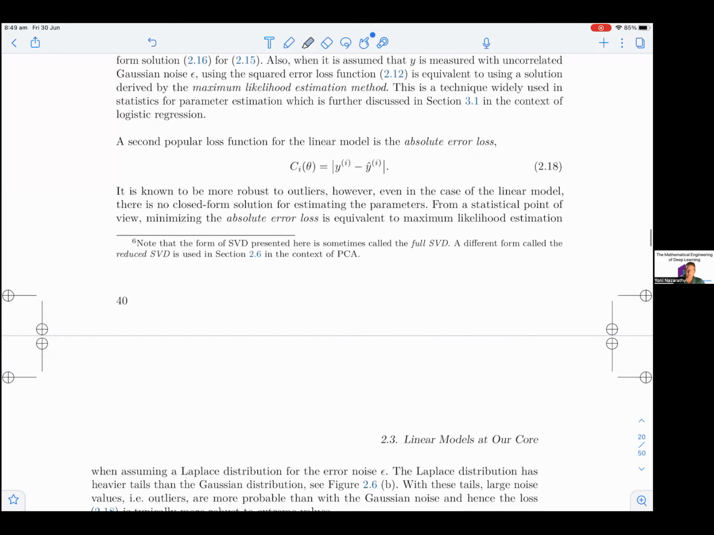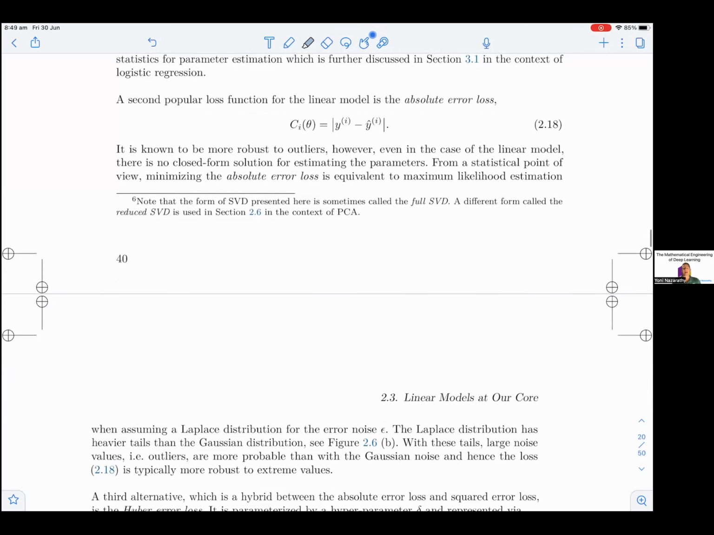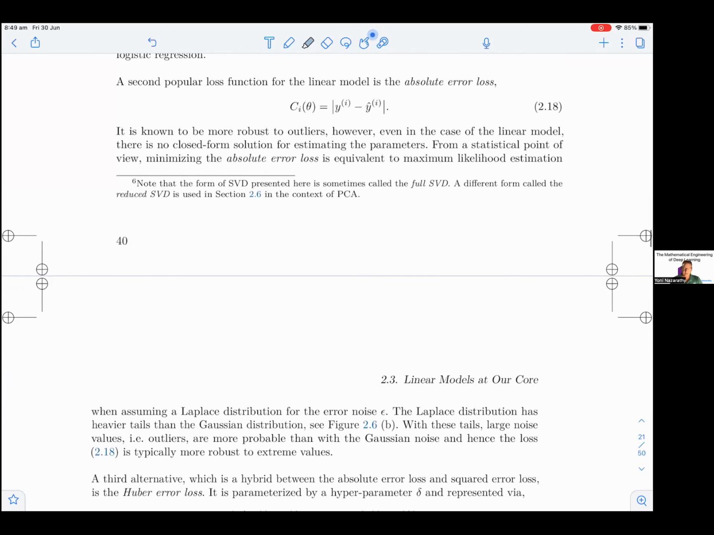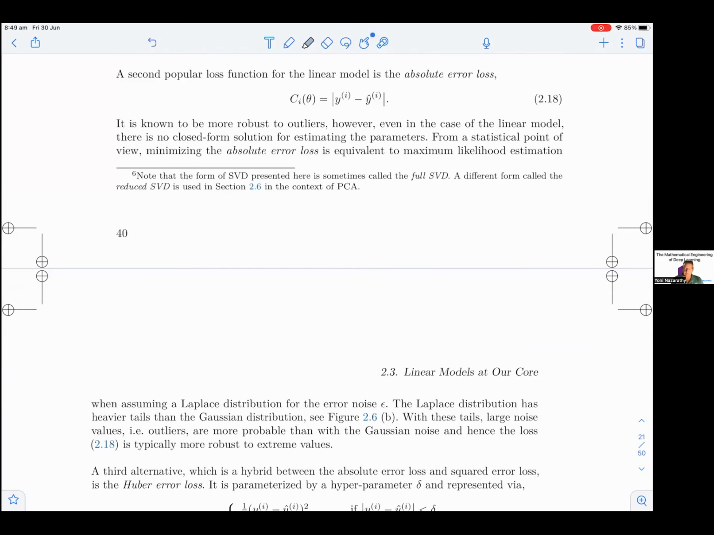A second popular loss function for the linear model is the absolute error loss. So again, this is a loss Ci for a single observation i, and here we take the absolute error loss between Yi and Yi hat. Keep in mind here that what we're doing is we're actually doing a summation over all features J.